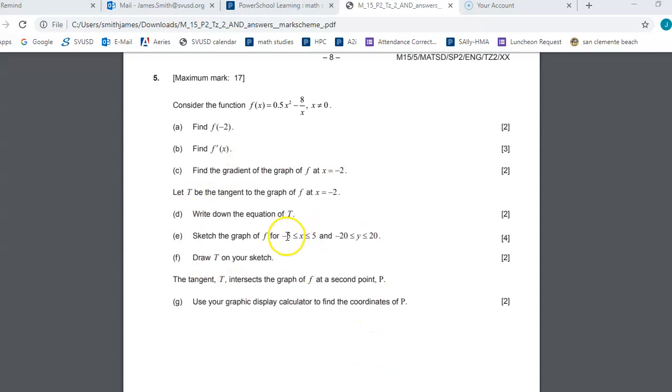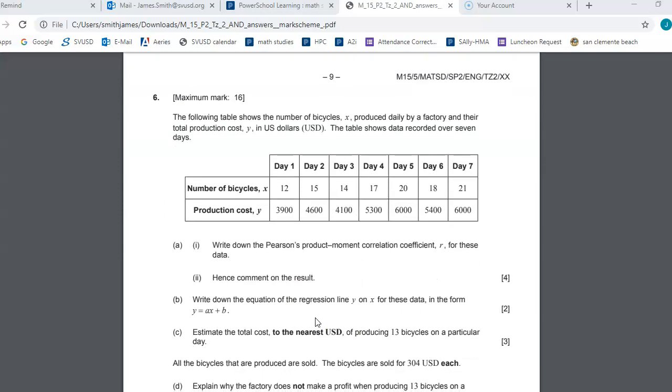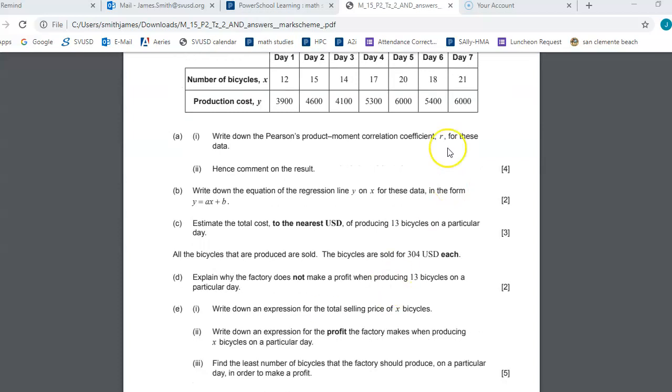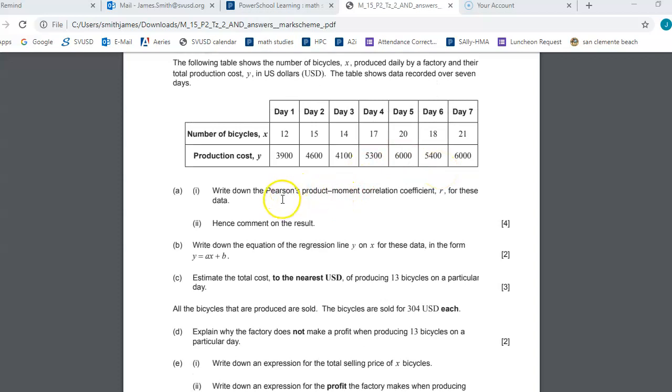You're going to skip number 5 because it's got some things we're going to cover in the next chapter. Go on to number 6. And again, this was all chapter 20 right here. So this is where you go into stat, go to edit. You're going to put in your x's as list 1. You're going to put in your y's as list 2.